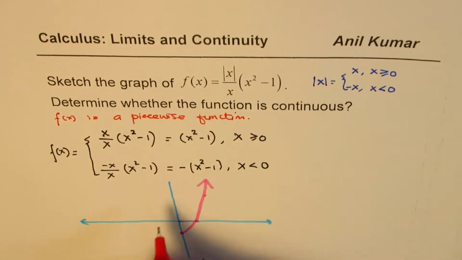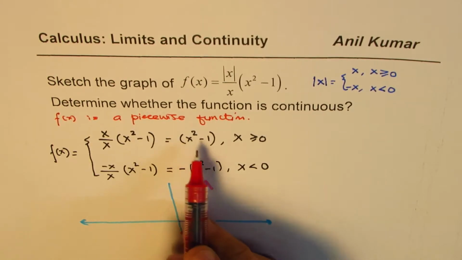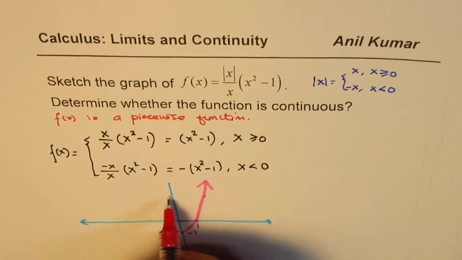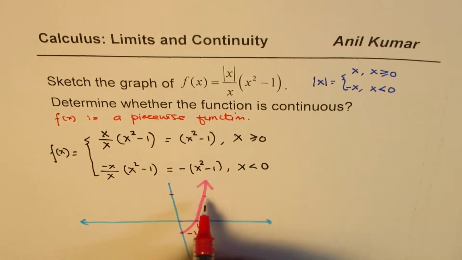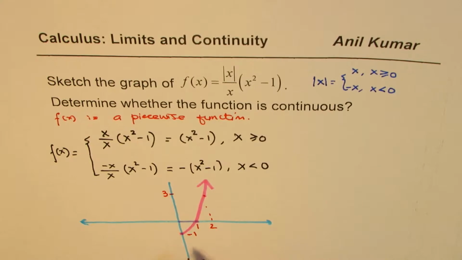So we have this right side of the graph starting from minus 1, and this point was at 1, 0, right? And this point is at 3. I mean, when x is 2, this is 3. So we got 3 points to plot.